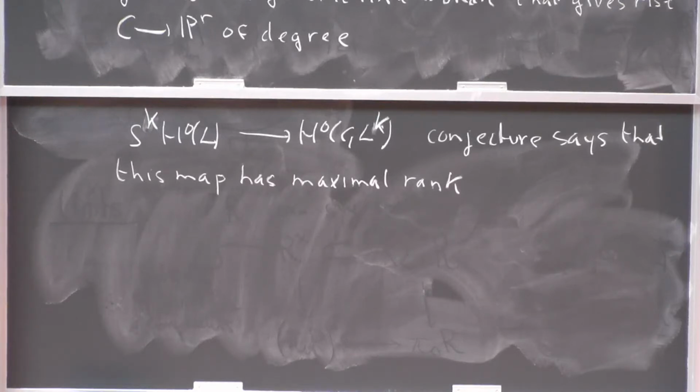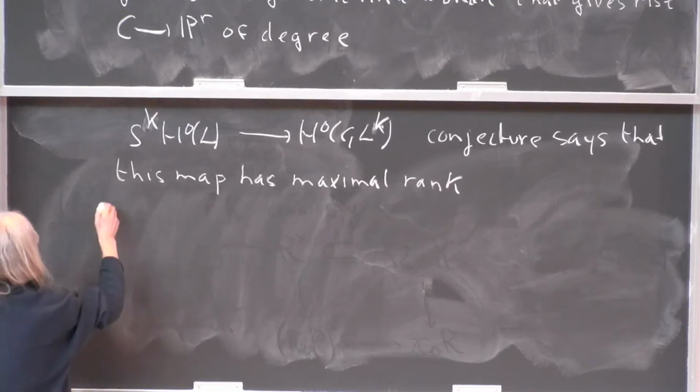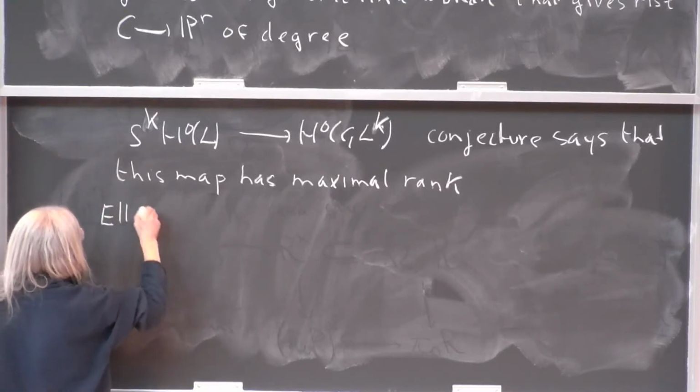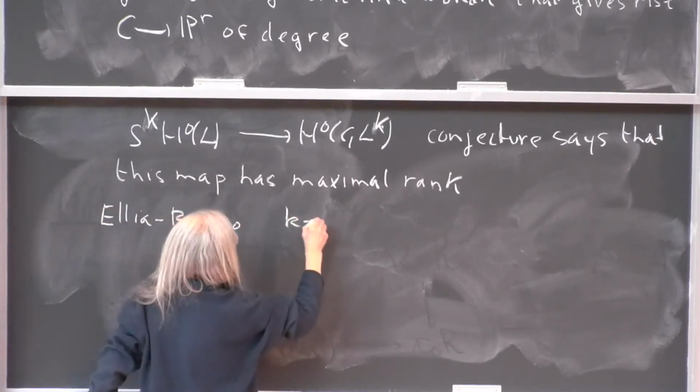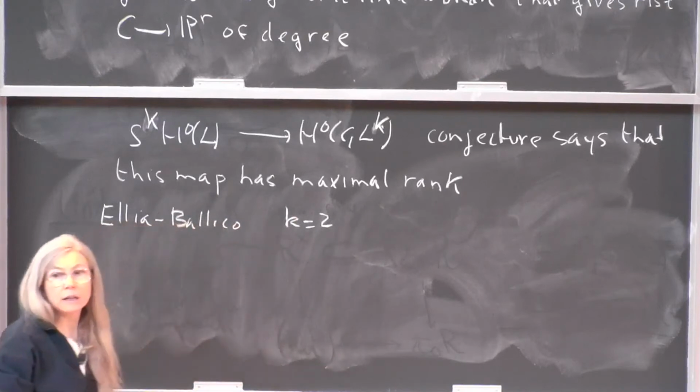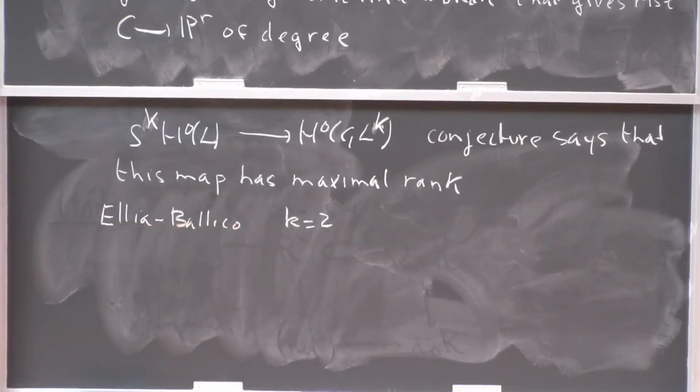So in a way, it seems a much weaker conjecture, and one would hope that it would be easy to prove, which has not been the case. That result was proved by Ellia and Ballico for k equals 2, and also in some other cases, for example, for non-special line bundles and with several additional components. The case k equals 2 has been reproved recently by two groups of people.